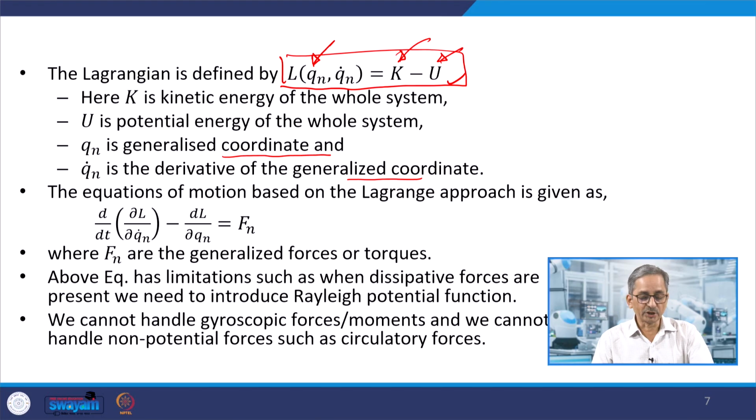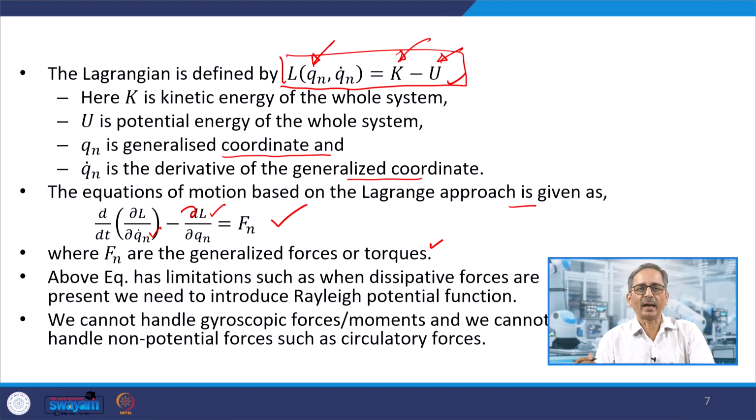The equation of motion based on the Lagrangian approach is given by this expression. That is d by dt of del L, the partial derivative of the Lagrangian with respect to the generalized velocity, minus del L upon del Qn, and that equals Fn. Here Fn is the generalized force or torque.